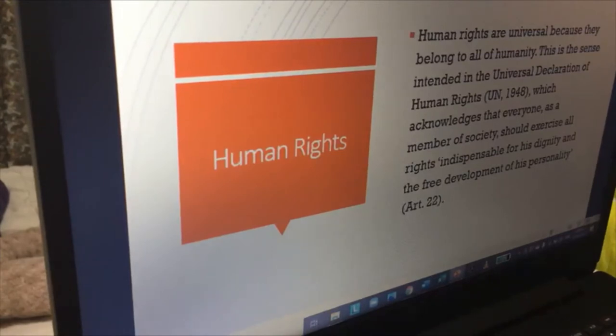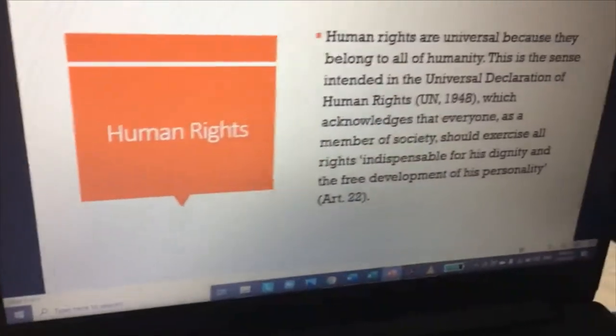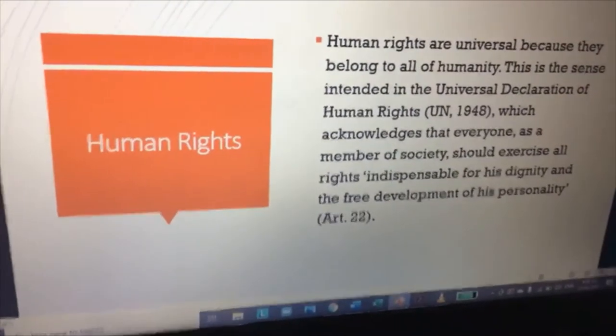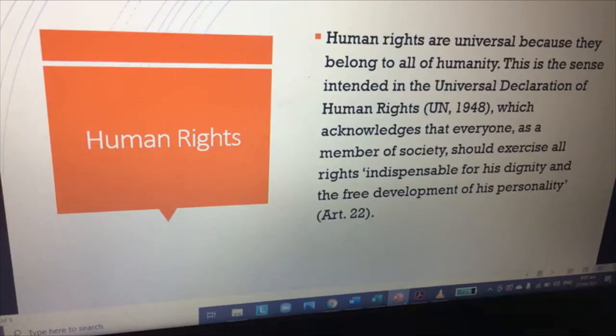So, to a degree, you can relate that to human rights class because here we can see that human rights refer to the fact that these rights belong to all of humanity. And this is the sense intended in the Universal Declaration of Human Rights in 1948. So the UN Declaration of Human Rights acknowledges that everyone, as a member of society, should exercise all rights indispensable for his dignity and the free development of his personality. So existentially, that's the idea.